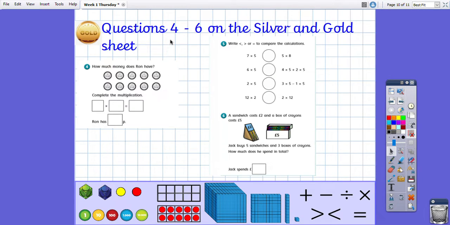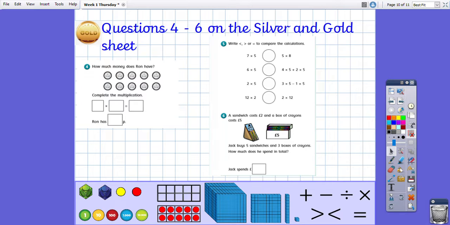Gold, you are doing questions 4, 5 and 6. So you've got a money question to tell me how much money Ron has got. You need to work out all of these sums and then compare them with the greater than, less than or equals to sign, okay? So you need to work out the answer to 7 times 5 and the answer to 5 times 8 and then tell me which answer is bigger. This one is tricky. You would need to do 4 times 5, add the answer to 2 times 5, okay?